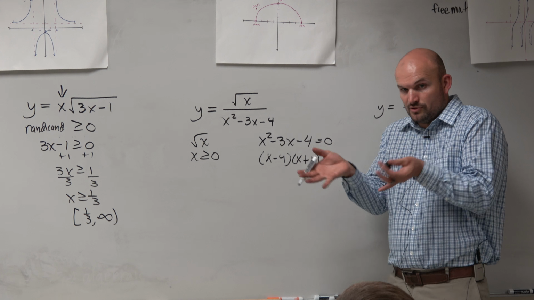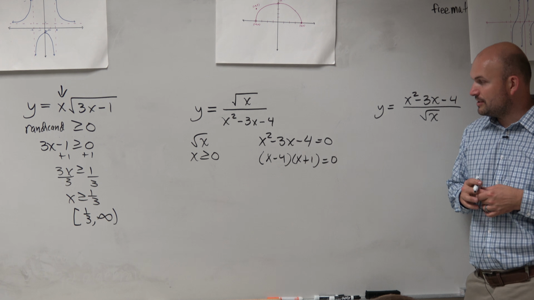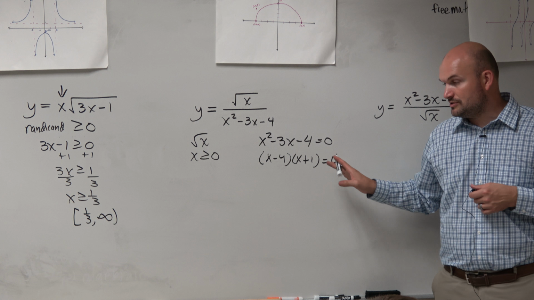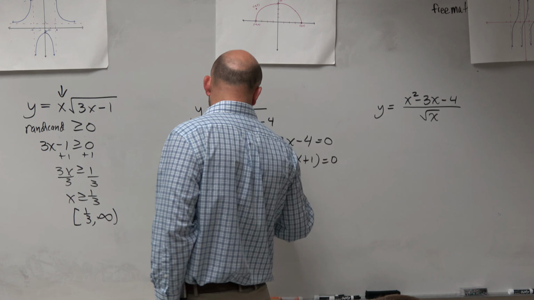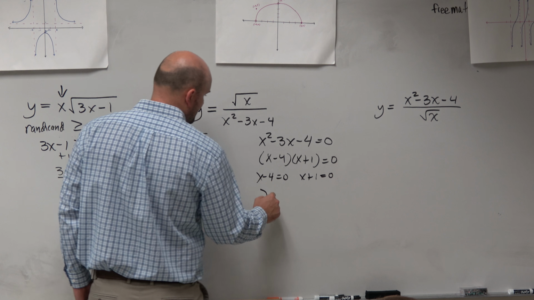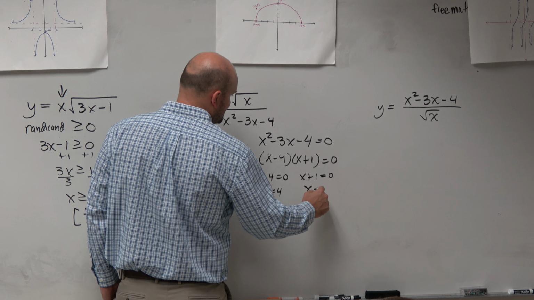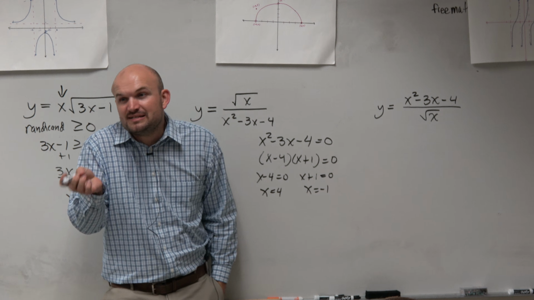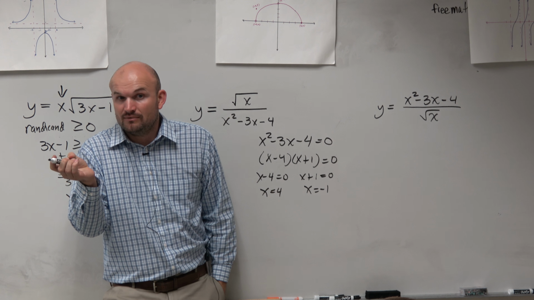Factored trinomials are broken down into a product of two binomials. And now you have the product of two binomials equal to 0. So now you can apply the zero product property. And then you can say x equals 4 and x equals -1. But again, what does it mean, x equals 4, x equals -1? Those numbers are not in the domain, right?